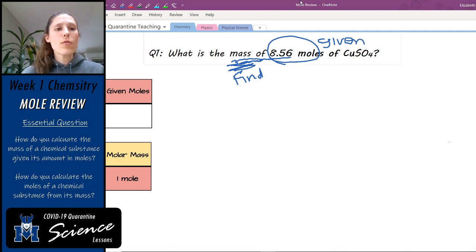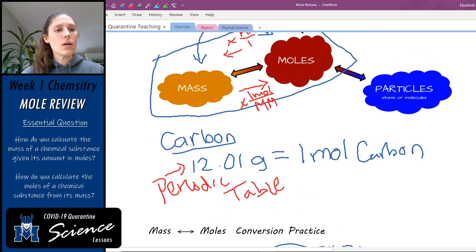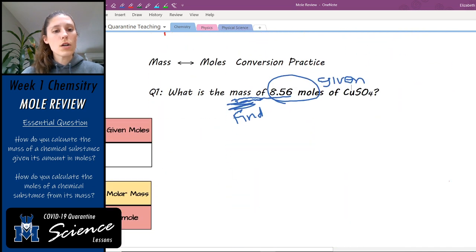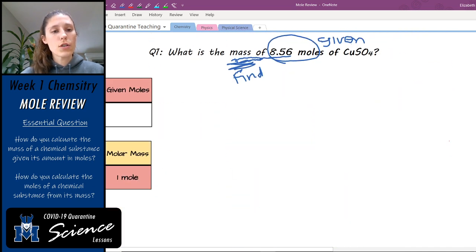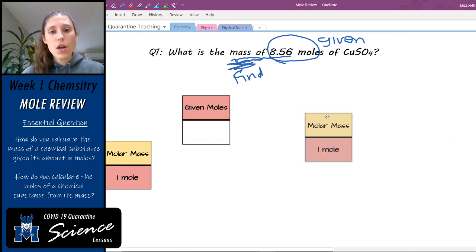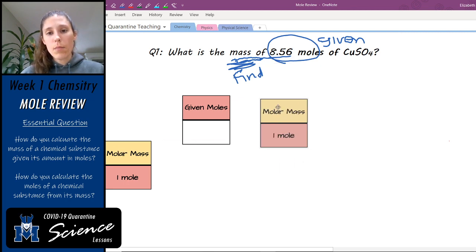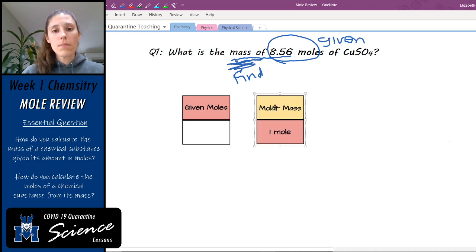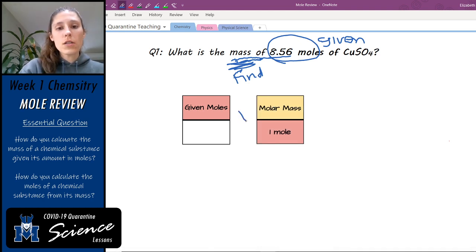If you remember before the break, we made some stoichiometry cards, and you may or may not have those. It's not a huge deal if you don't, but if you do, it might be a good idea to pause the video and go grab them. You should have a card that says given moles, and we are given moles in this problem, 8.56 moles. We're trying to get to mass, so we're going to need to multiply by the molar mass over 1. This will be our setup for the problem.